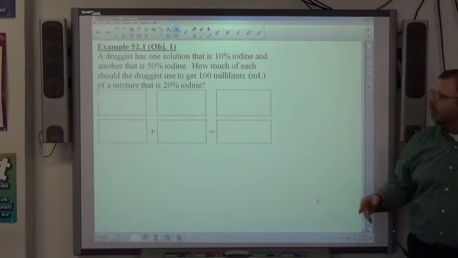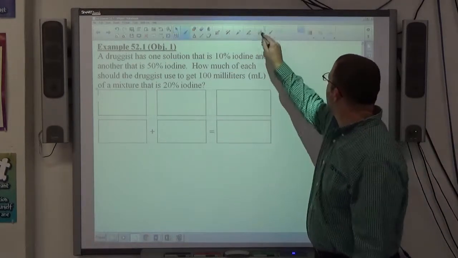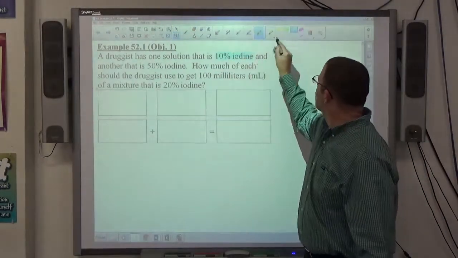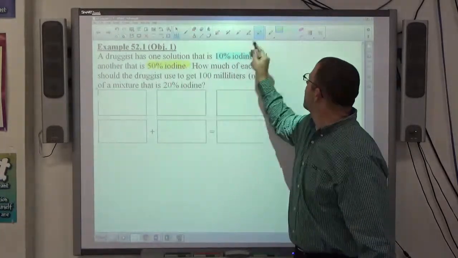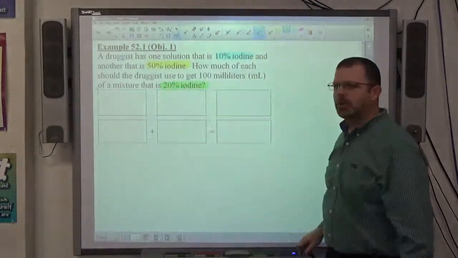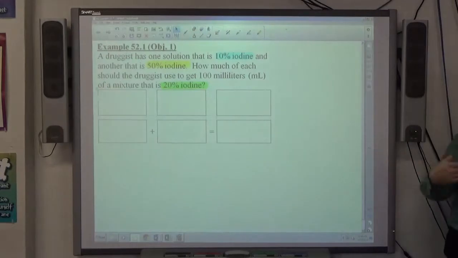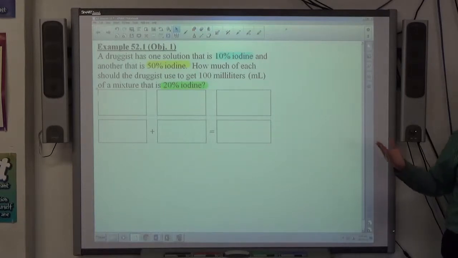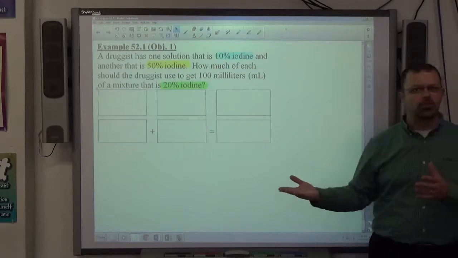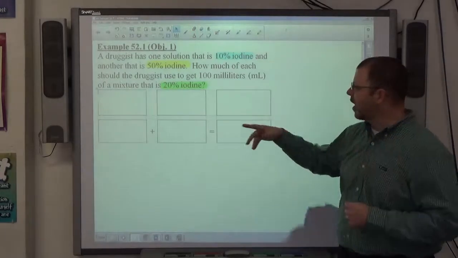As long as they have something that's too weak and something else that's too strong, they can make something in between, any percentage in between. So you have a 10 and a 50, you can make a 12 or a 33 or 50 or 49, those will all be possible. I couldn't make a 70 out of a 10 and a 50, because I need something too strong, something too weak, something on either side of the one I want to get.